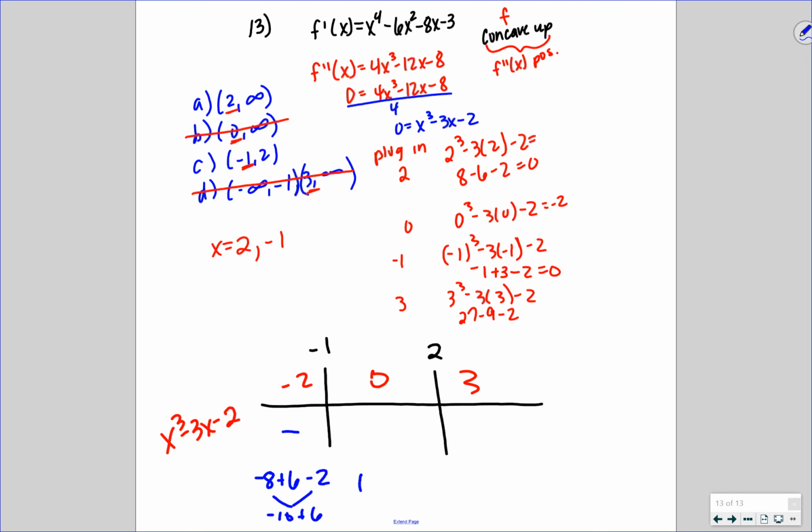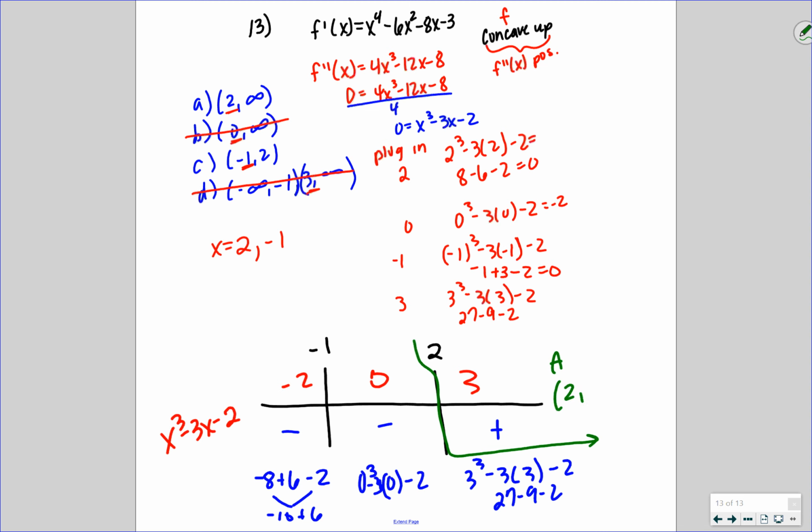Plug in 0. 0 cubed minus 3 times 0 minus 2. That's a negative number. And 3. 3 cubed minus 3 times 3 minus 2. This is 27 minus 9 minus 2. That's a positive number. Concave up. I'm only concave up from 2 to infinity. So that's A. 2 to infinity only.